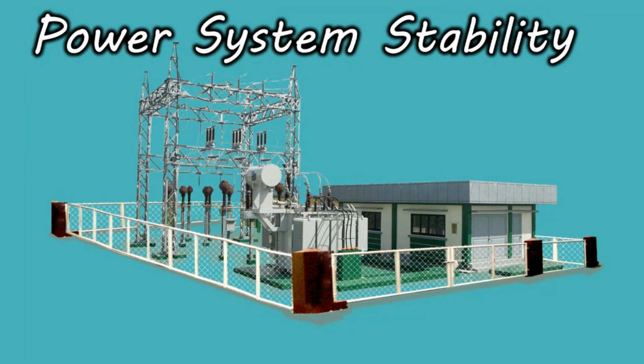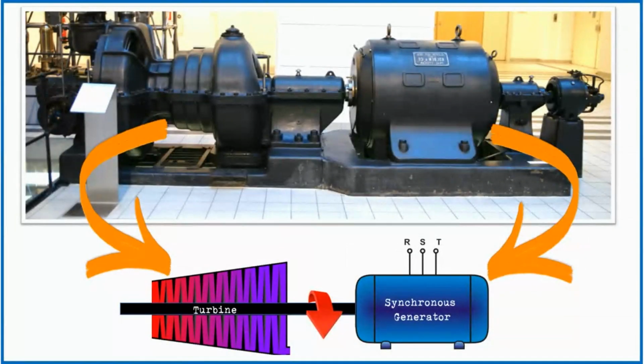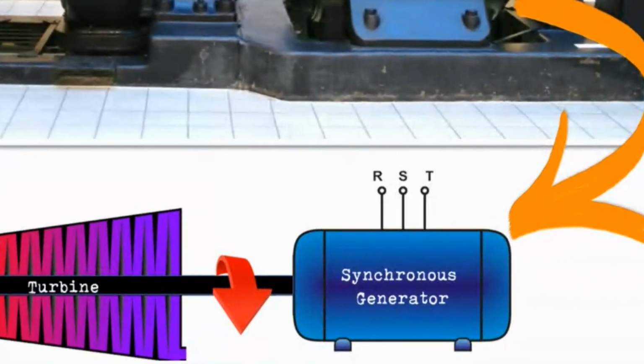It's simple, but it's of high importance. When we talk about stability of our system, we are talking about the stability of the synchronous generator. If you recall, when we are studying the power plants, we have a turbine connected to the generator. This turbine is rotating at high speed, maybe 1,500 or 3,600 revolutions per minute. This will be given as mechanical energy to the synchronous generator.